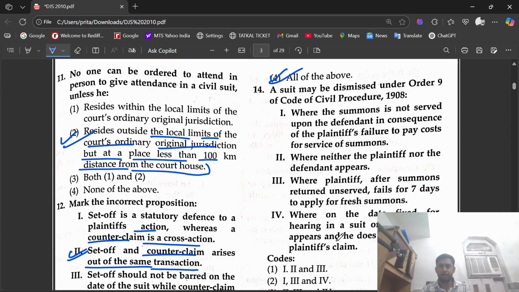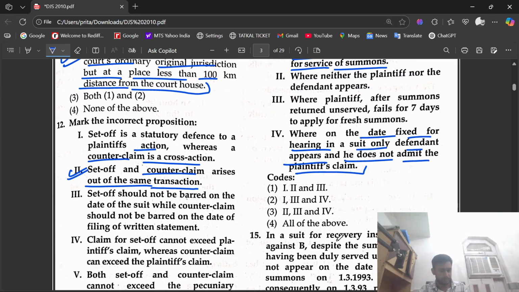A suit may be dismissed under Order 9 of Code of Civil Procedure 1908, where the summons is not served upon the defendant in consequence of the plaintiff's failure to pay cost for serving of summons, where neither the plaintiff nor the defendant appears, where plaintiff after summons return unserved fails for 7 days to apply for fresh summons, where on the date fixed for hearing in a suit only defendant appears and he does not admit the plaintiff's claim. The right option for 14th is 4, that is all of the above.